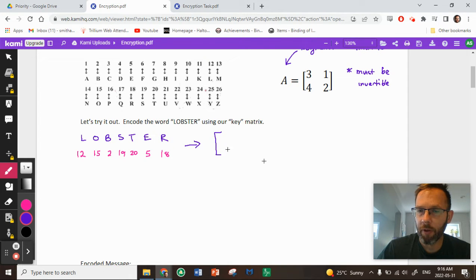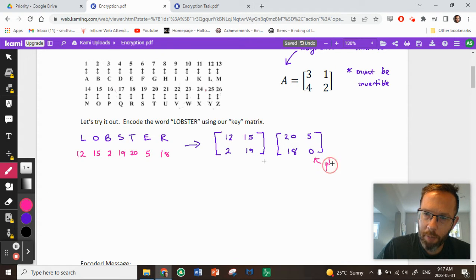And you can have your own conventions for doing this, but for me, I just start and fill it in left to right. So 12, 15, 2, 19, and I need another matrix to store this information. I'm not multiplying these matrices. These are just two separate matrices I'm using to store my information. And then I have 20, 5, 18. Now, if your code isn't a multiple of 4, then for your final entry, you do need something in there. So we're going to include a placeholder of 0.